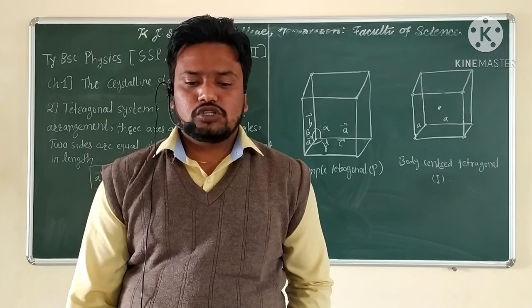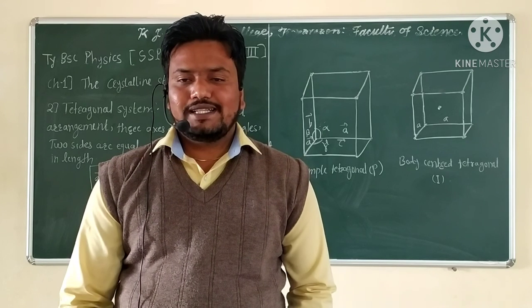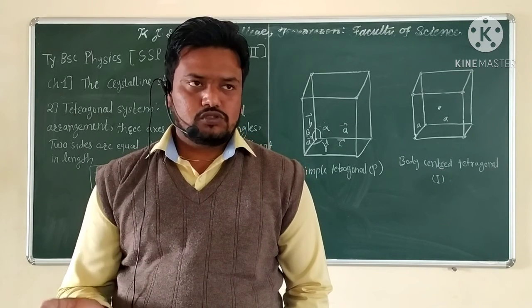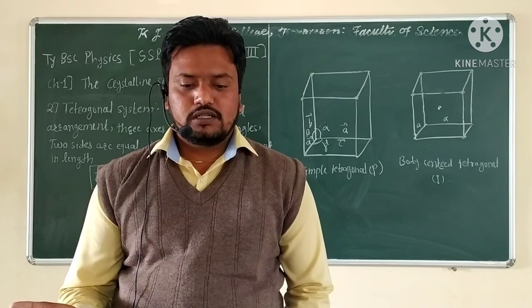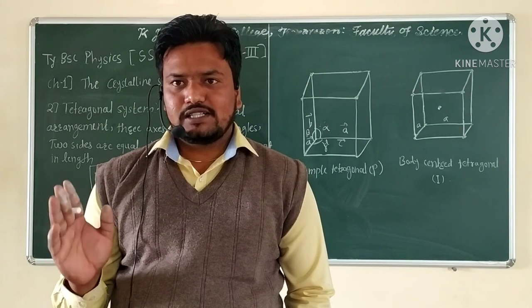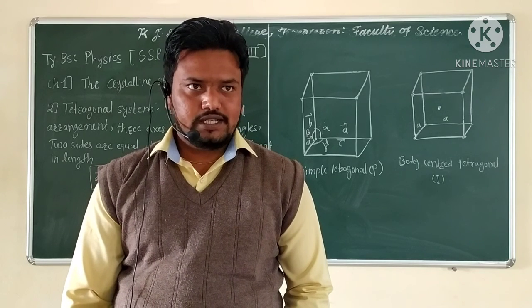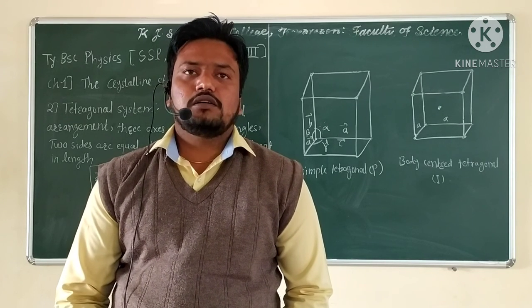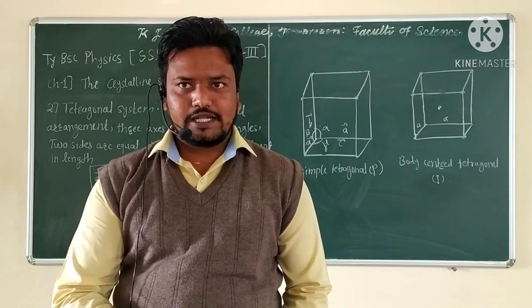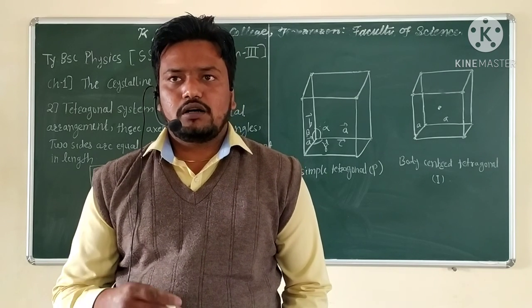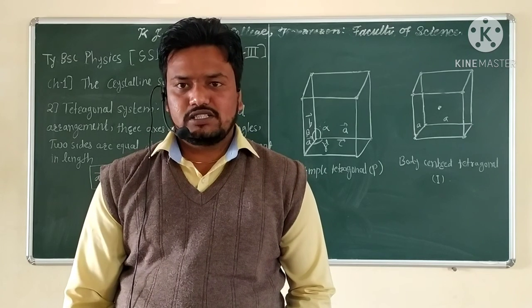And for the hexagonal structure, a is equal to b not equal to c, that is two sides are the same and the third side is different, and alpha and beta are equal to 90 degrees and gamma is equal to 120 degrees. So this is the basic idea of this system, two systems which are described here, and the other five systems will be described in the next lecture.